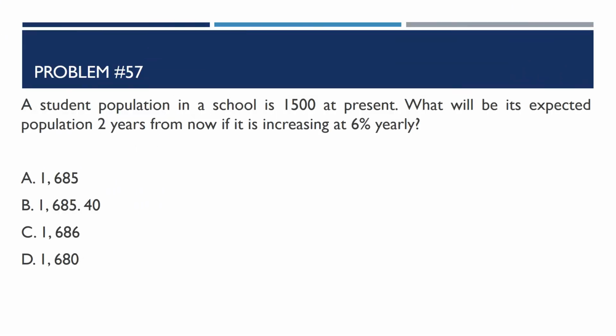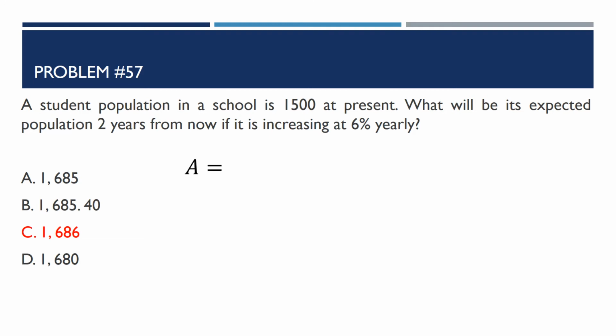Number 57. A student population in a school is 1,500 at present. What will be its expected population 2 years from now if it is increasing at 6% yearly? So let us know the answer. The answer for this is 1,686. So how do we get this answer?